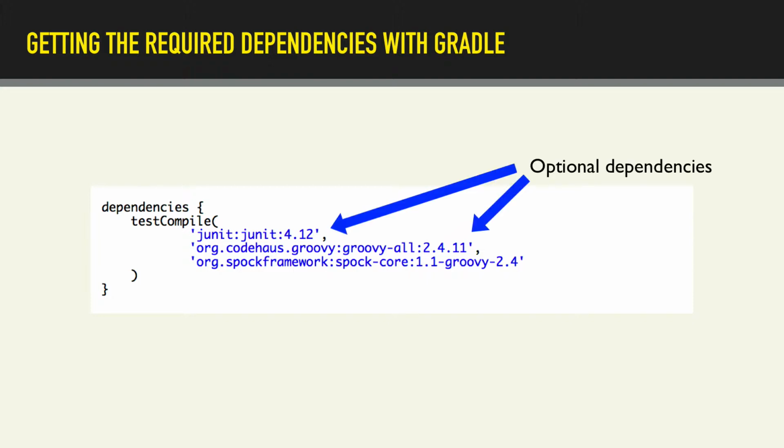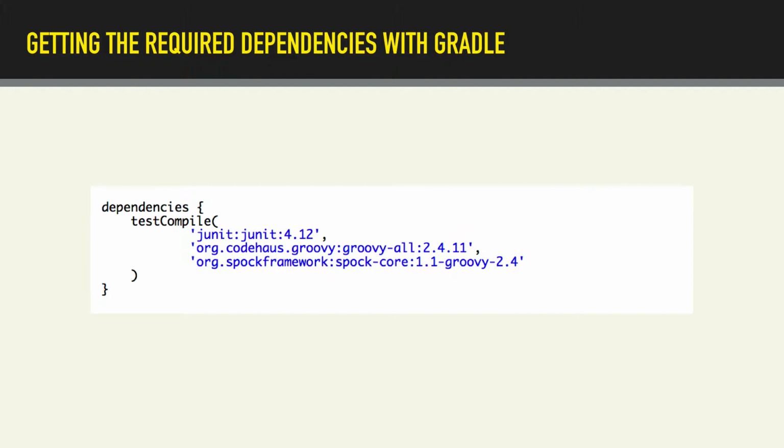We don't have to add the JUnit and Groovy dependencies to our build.gradle file. However, if we leave them out, we have to use the JUnit and Groovy versions specified by the Spock Core dependency.